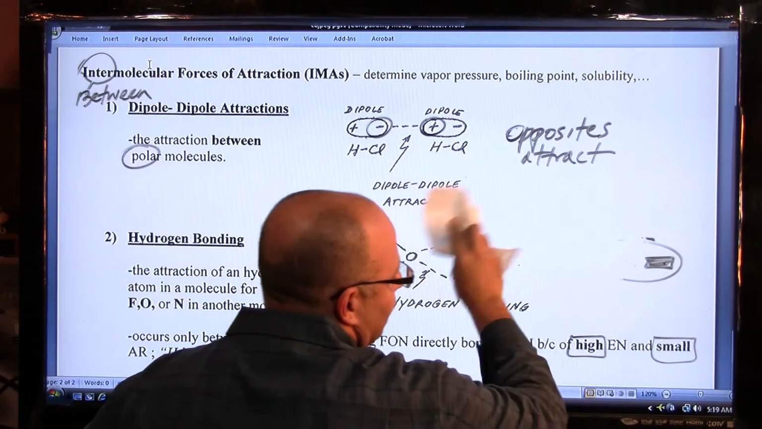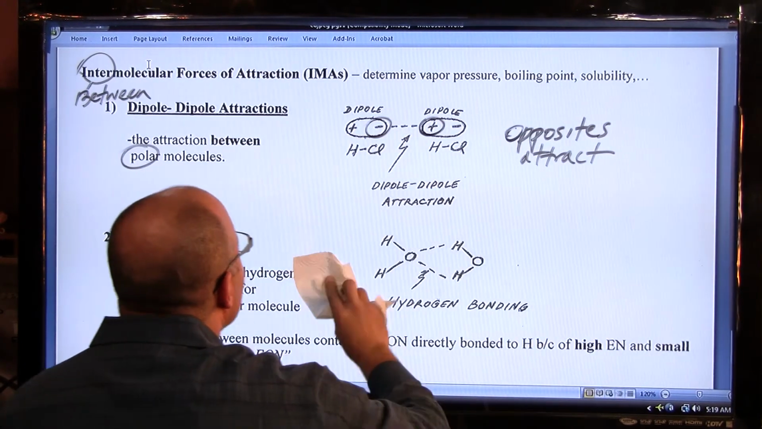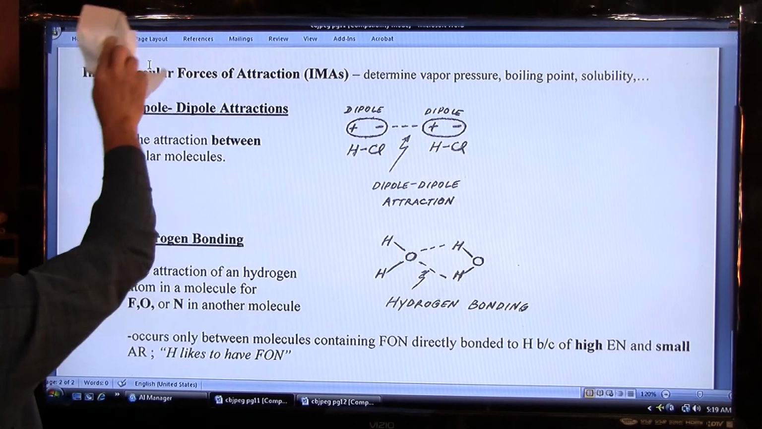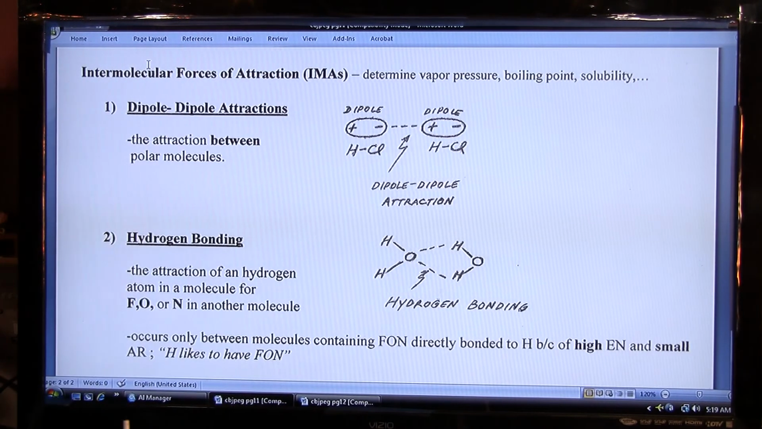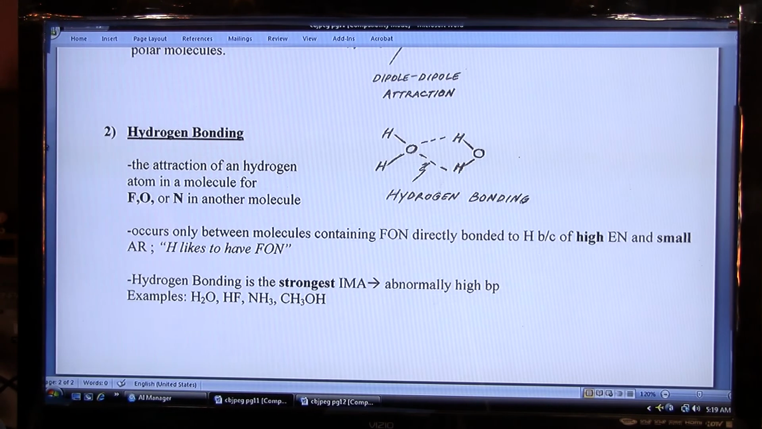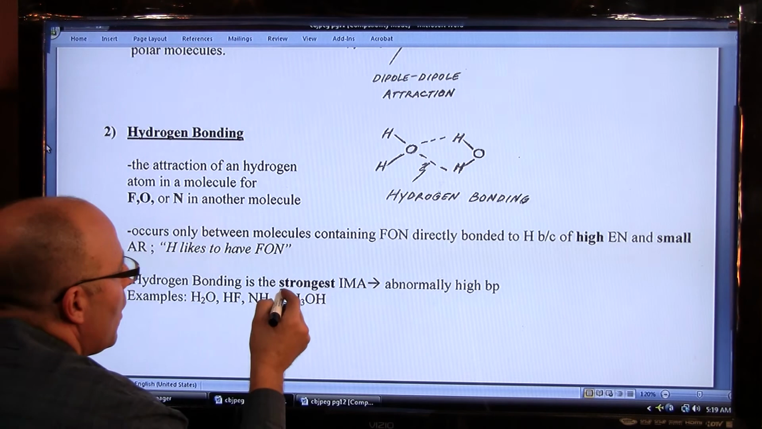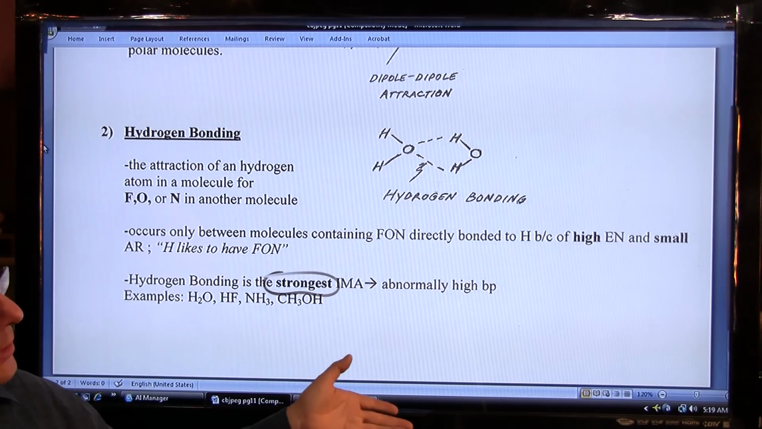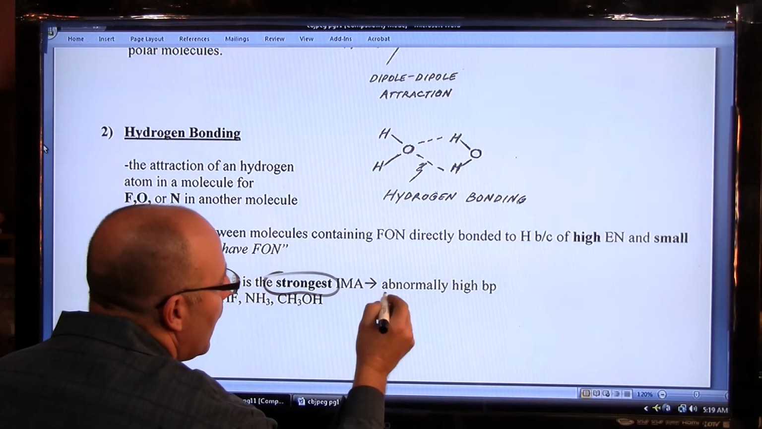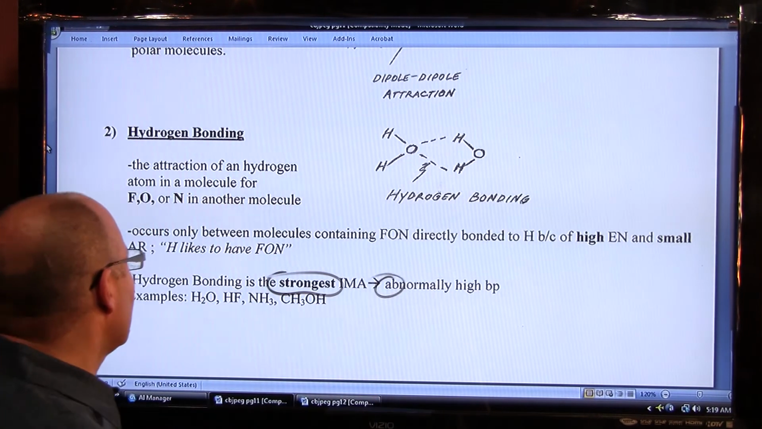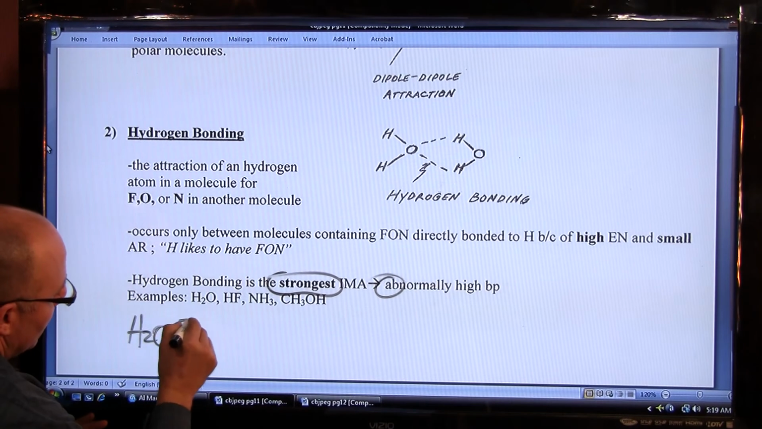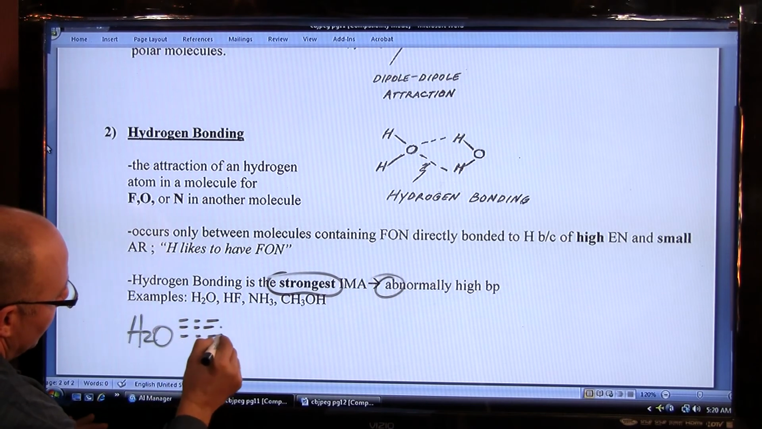So I have some space at the bottom of this page. Let me show you the classic examples. Again, hydrogen bonding is the strongest intermolecular attraction. Because that attraction is so strong, we get abnormally high boiling points. So, then between water molecules, you'll have hydrogen bonding.